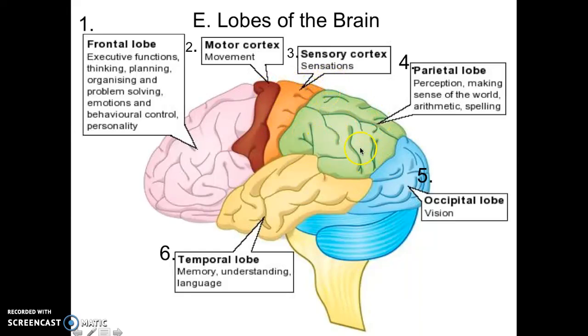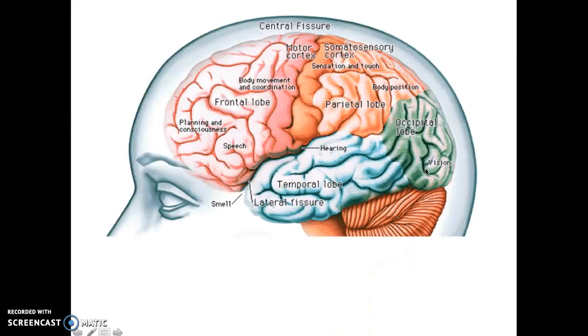The parietal lobe is spelling, arithmetic, making sense of the world, and perception. Occipital is vision. That's where a lot of your vision receptors are. The temporal lobe is memory, understanding, and language. So you do need to know what the lobes do, per se, and you would fill this in your guided notes. I know it's a little different than having Roman numerals, but you fill this in the guided notes now. Just another way to see it.